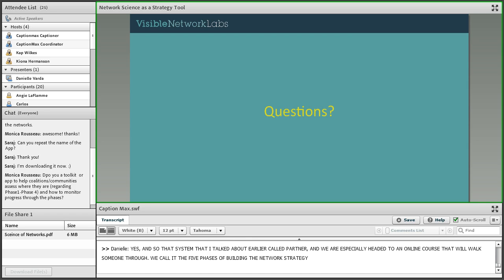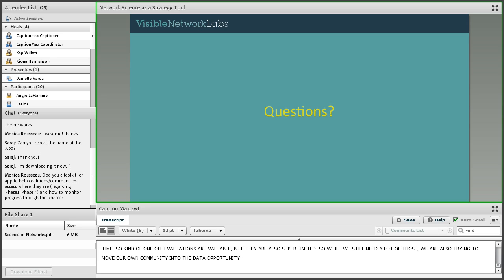Yeah. And so that system that I talked about earlier called Partner, that is a toolkit and a data system. And we're actually building an online course that we're hoping to launch in January that will walk someone through what we call these 5 phases of building the network strategy and using data like this. The partner tool was developed as like a SurveyMonkey, a one-off survey that you could administer, get the data in, and there's a lot of analysis and work that you can do right inside that dashboard. And it's very low cost, it's very accessible.